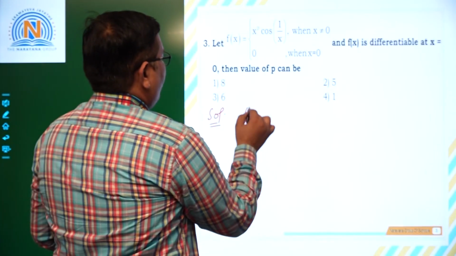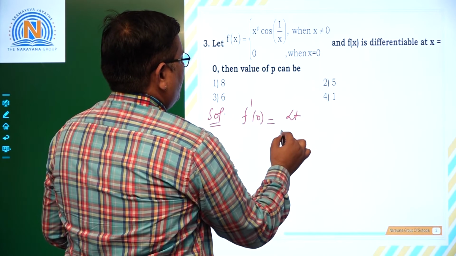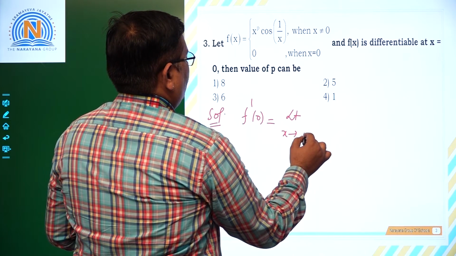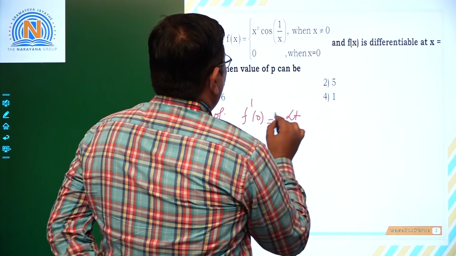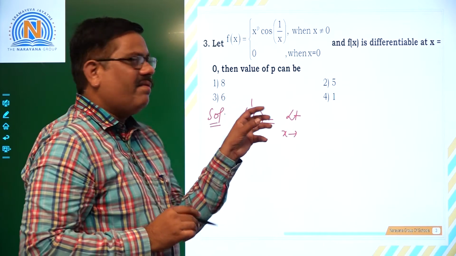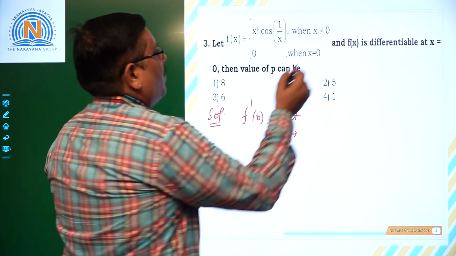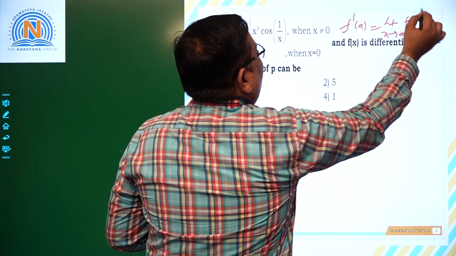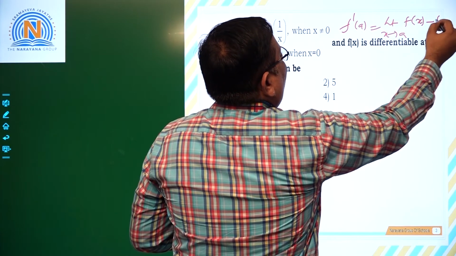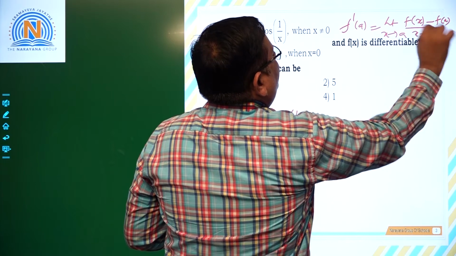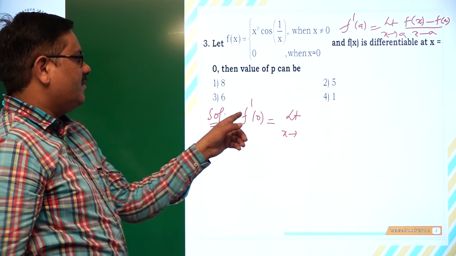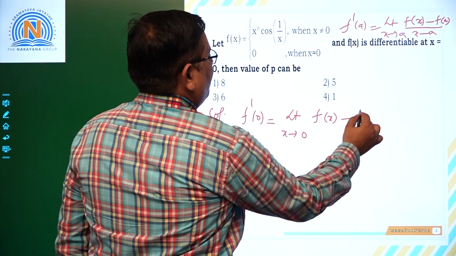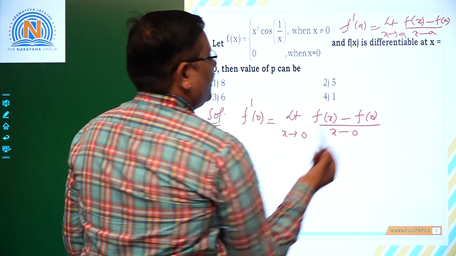We can say f dash of 0 is limit x tends to 0. Here what we have to see is at 0, f dash of 0, how to write f dash of a? We have a formula. f dash of a is given by limit x tends to a, f of x minus f of a by x minus a. That is what is given for us. f dash of 0 is given by limit x tends to 0, f of x minus f of 0 by x minus 0.